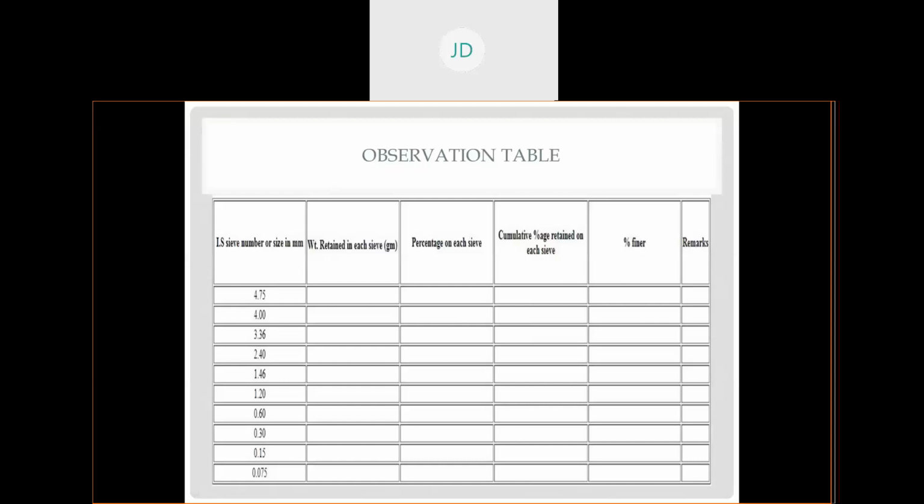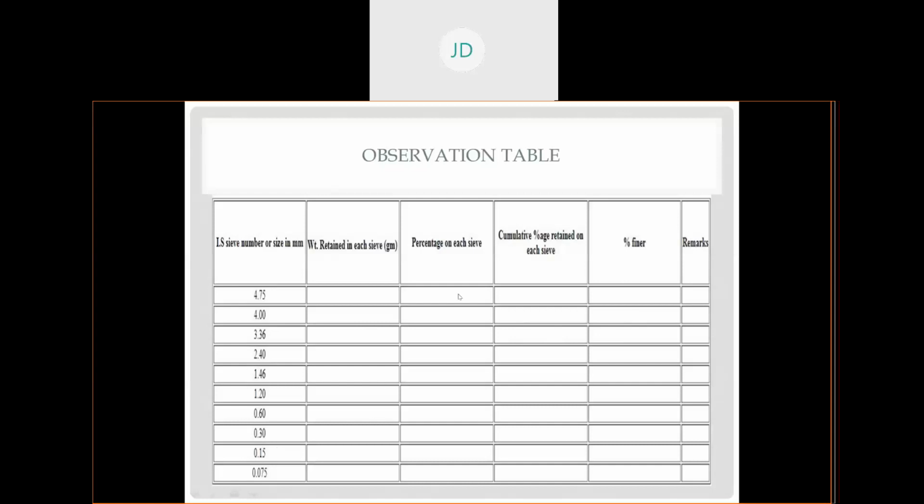Total we have considered 100. Percentage means we have taken considering that total is 100. Now out of 100 some percentage is retained. Out of 100, how much percent is retained? So how do we find this percent finer? Just subtract whatever value is here from 100. That means 100 minus this value will give you this percent finer. 100 minus this percentage retained will give you the percentage finer for each individual sieve.